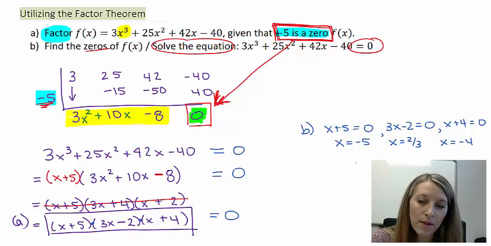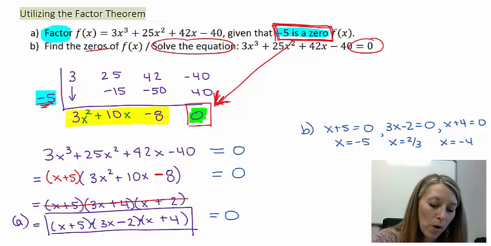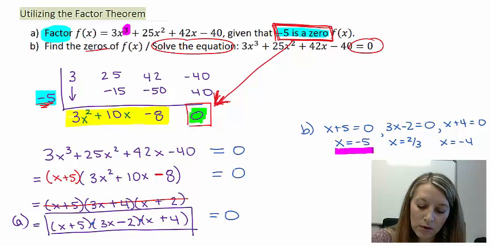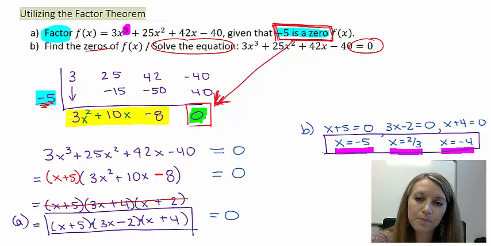Now, I want to confirm that I at least have the correct number of answers, and I do that by looking at the degree. This was a degree 3 problem, so I should have 3 answers, and I do. Negative 5, 2/3, and negative 4. So I can at least confirm that I have the correct number of answers.